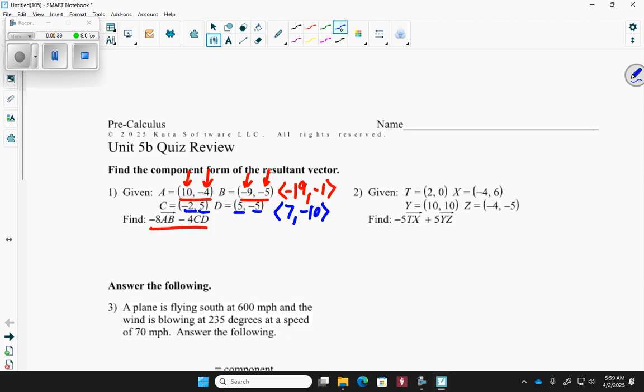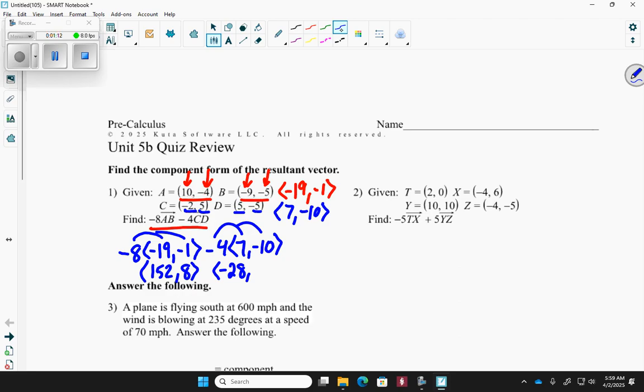All right. And then you're going to do the whole -8, -19, -1, the components for AB, -4, 7, 10. All right. And then you're going to take -8, distribute it. So -8 times -19, I don't know off the top of my head. Let's see, negative times negative, that's going to be positive 152. And then this becomes +8. And then when you take the -4 and distribute it, it ends up being -28 and then +40.